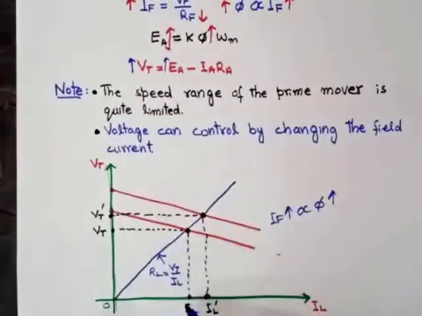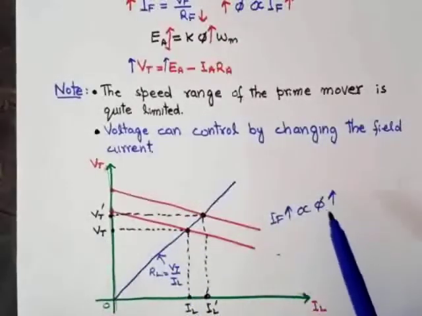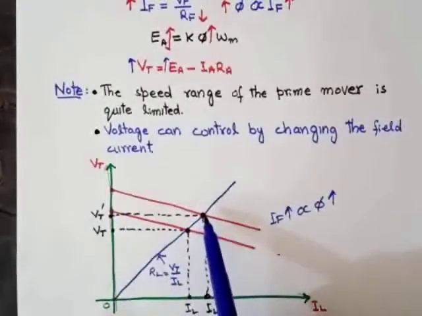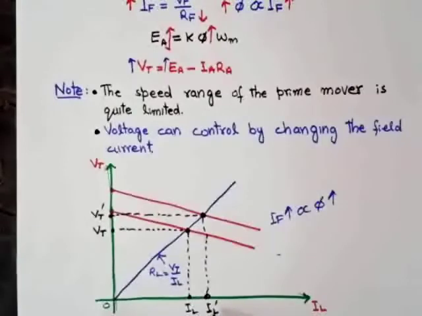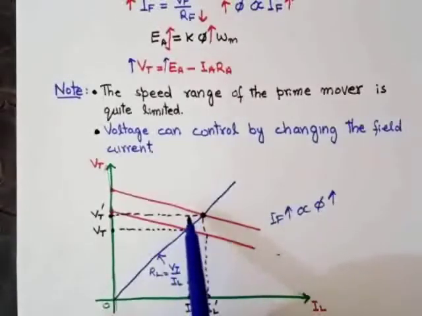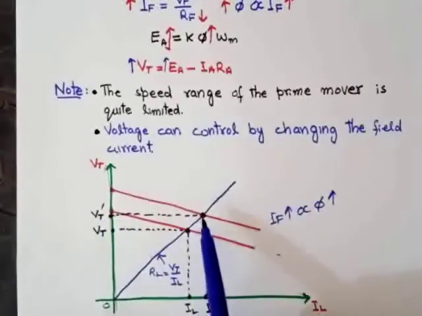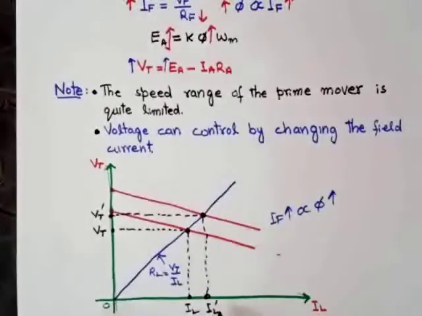This is the full load current, IL. If this is the full load current, then this will be the actual terminal voltage. When we increase the field current, the flux will increase. Due to this, the terminal voltage will increase. So now this is the full load current IL dash. Now as you can see in this curve, this is the new terminal voltage of the DC generator, VT dash. As you can see in this curve, by increasing the load, this is called IL dash.